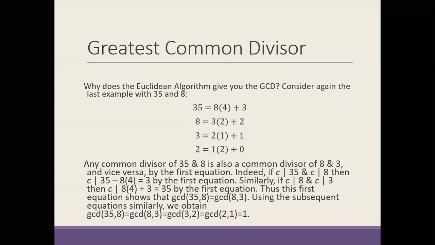Any questions on that? By the way, this is still the algorithm that computers use to actually compute greatest common divisors. If I go to Wolfram Alpha and ask what is the GCD of 35 and 8, it will execute the Euclidean algorithm. It's very quick and efficient at finding greatest common divisors.